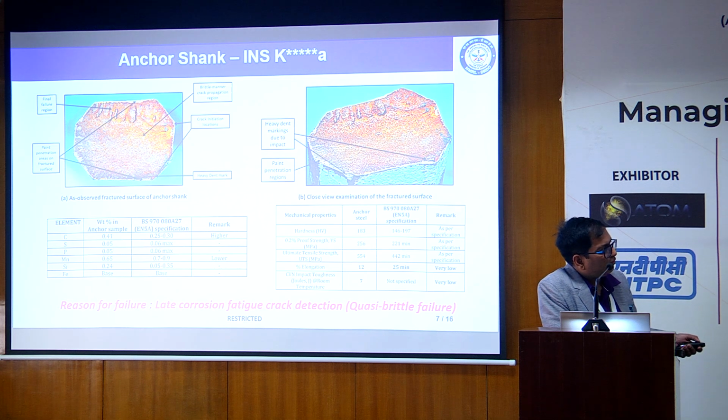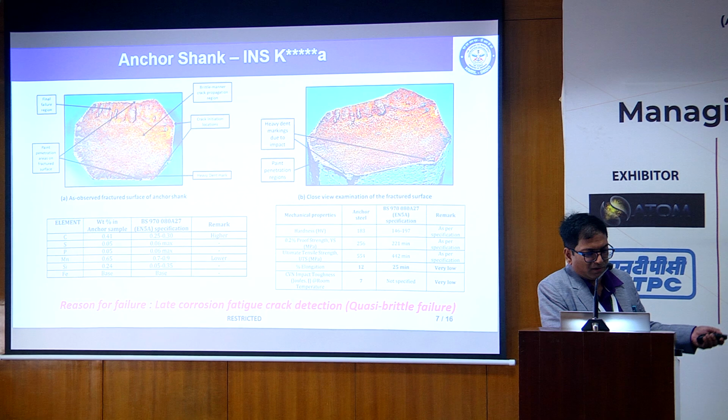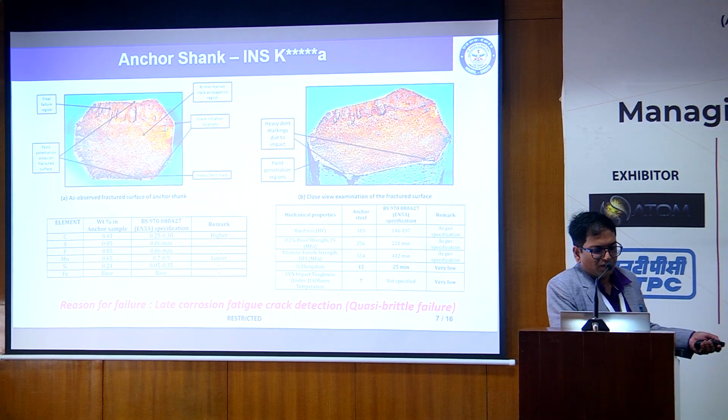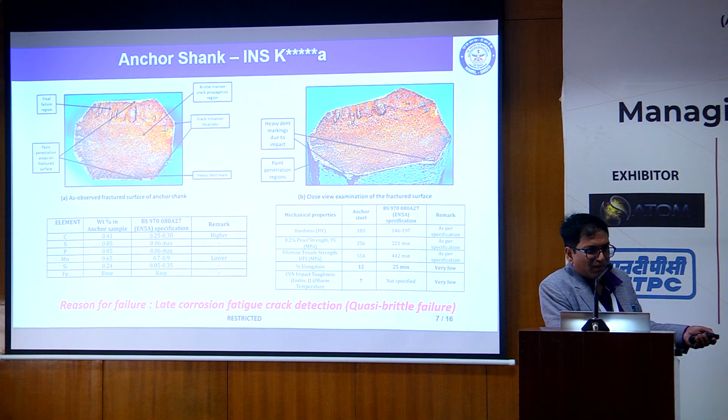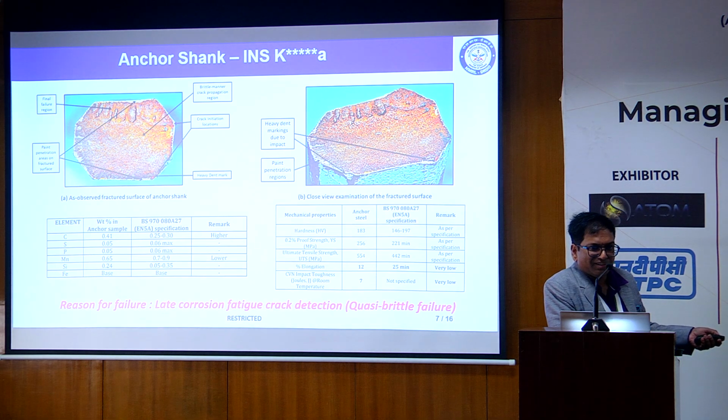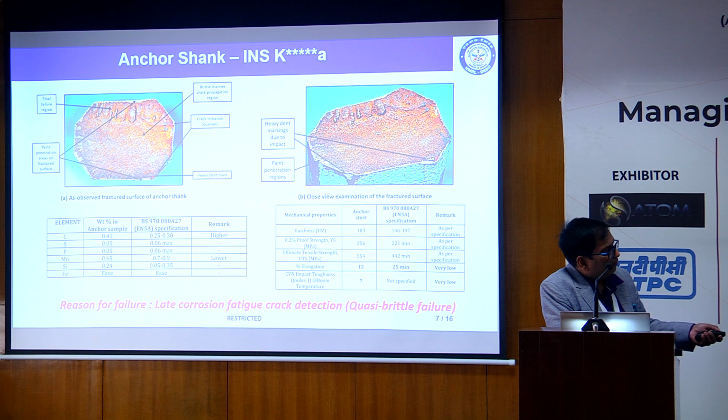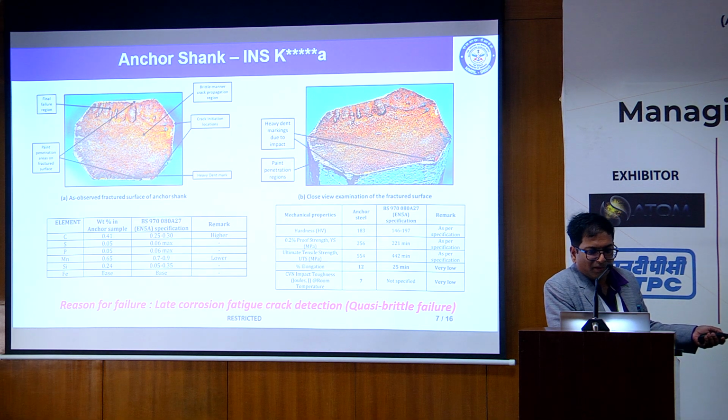And another issue was the anchor shank, which is used to anchor the ships near the coastline. In this case, during operation and maintenance, the paint was repaired and repainted, but some crack had already initiated, and it could not be detected at the right time.